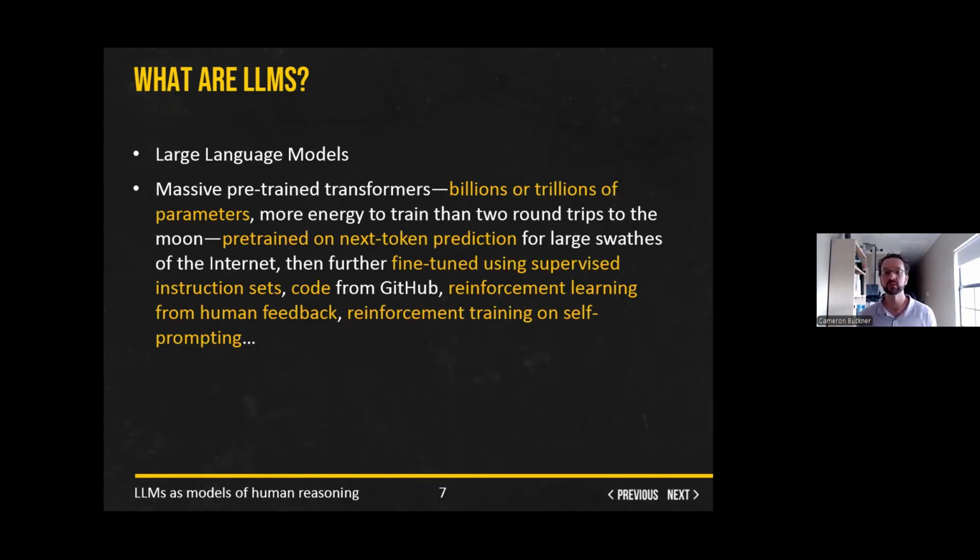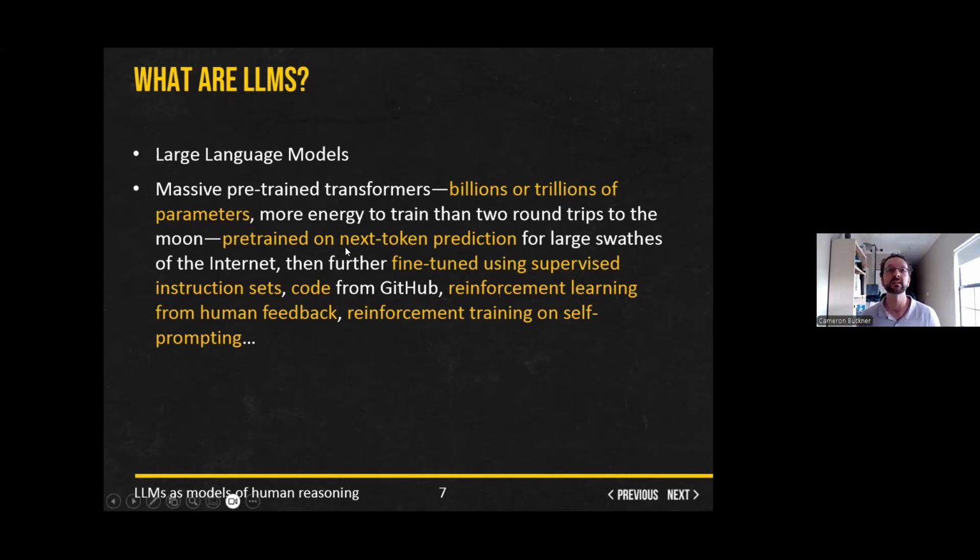So these are large language models, as you probably know. They're massive pre-trained versions of a kind of architecture called a transformer. I'll go very briefly into what that means in a second. They have billions or trillions of parameters. They're trained on lots of energy, at least until DeepSeek. That remains a little controversial. I'm not really going to get into how much energy it took to train DeepSeek or not.